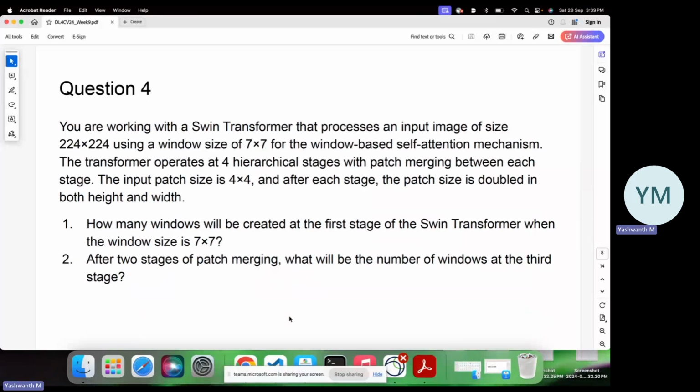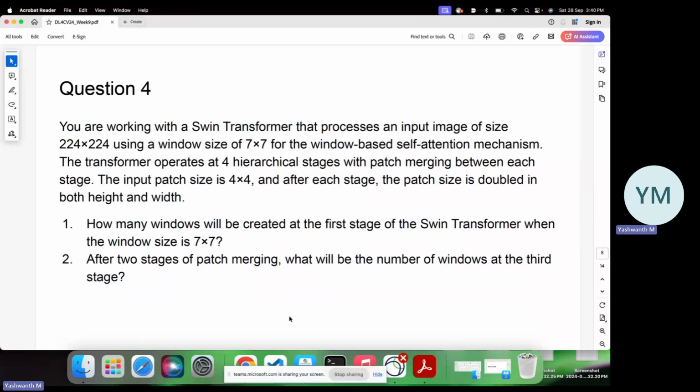So we are working with a Swin Transformer that processes an input image of size 224 cross 224 using a window of size 7 cross 7 for window-based self-attention. The transformer operates at four hierarchical stages with patch merging between each stage. Input patch size is 4 cross 4, and after each stage, the patch size is doubled, both height and width.